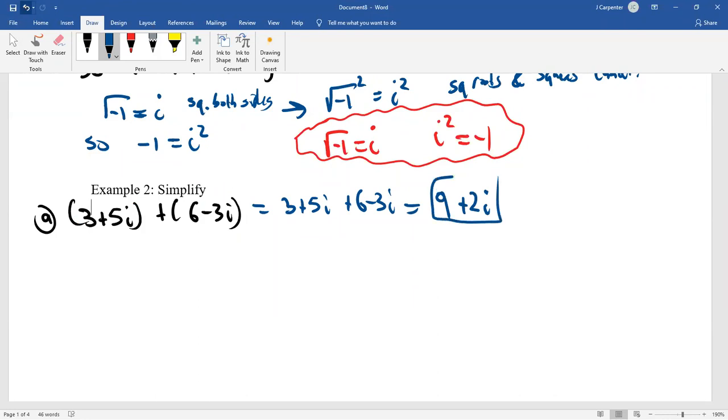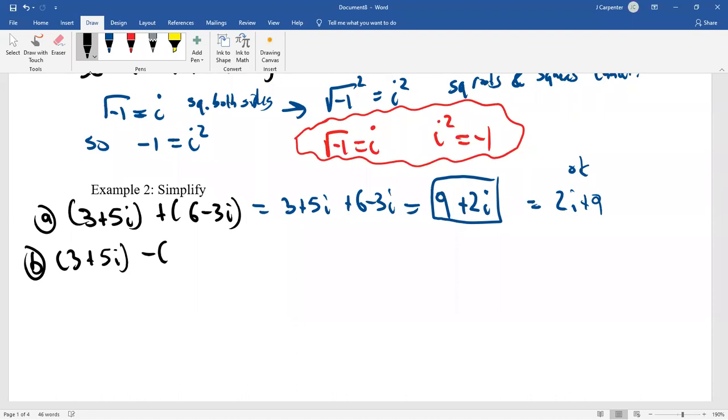That's the answer. Yes, it is okay to write 2i plus 9. This is okay, but in the complex number system, we usually like the real part first, then the imaginary part second. Again, it is not wrong to write 2i plus 9. That's why I said this is okay. It's just better to write 9 plus 2i, real then imaginary. And again, don't get caught on that idea of imaginary numbers. We will show you eventually why they're named imaginary.